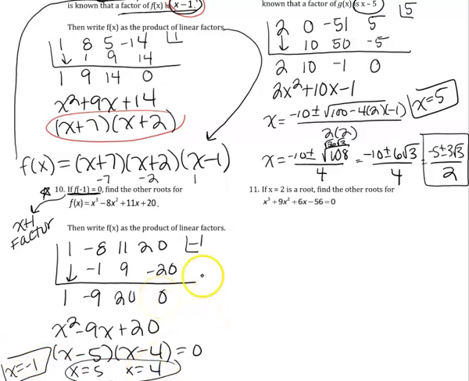So then putting it all together, almost done, Owen. Putting it all together, my function would be the product of these factors. So x minus 5, x minus 4, and lastly, don't forget x plus 1 is also a factor.